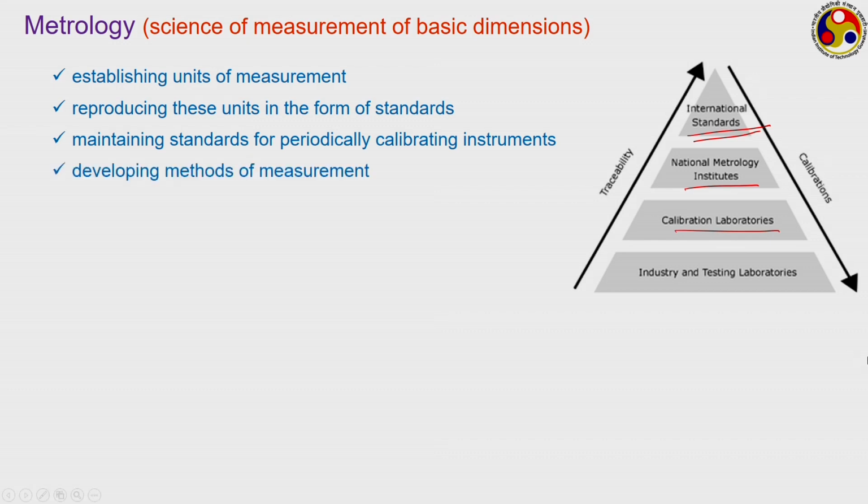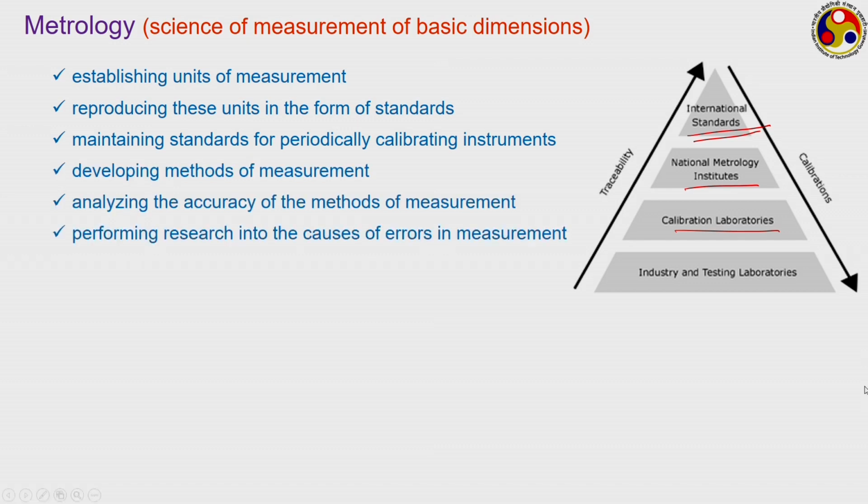All this comes within the scope of metrology. Metrology also helps in developing the methods of measurement and standardizing them to analyze the accuracy of such methods, and it performs research to identify the probable causes of errors that can appear during measurement, and also suggests options of eliminating those errors. So, all this comes under the scope of metrology.